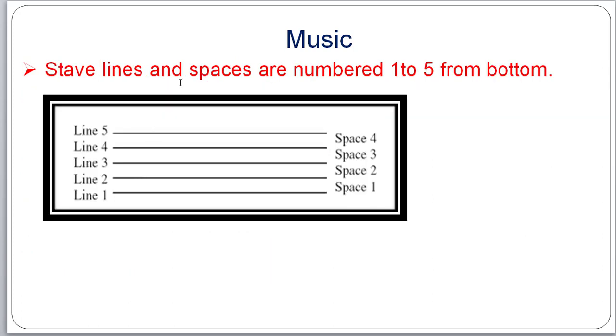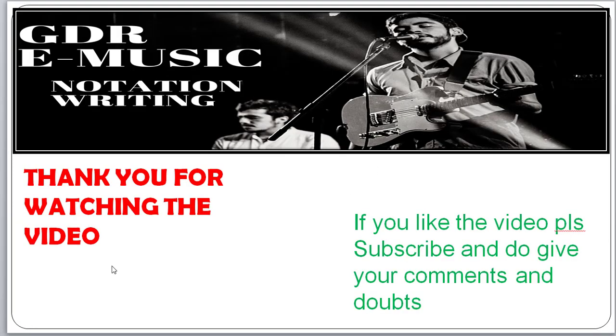And these stave lines and spaces are numbered 1 to 5 from the bottom. So the lines are numbered 1 2 3 4 5 and the spaces 1 2 3 4, and this is simply for the convenience to write music, to understand, to read without any confusion. So this is a basic of music notation.